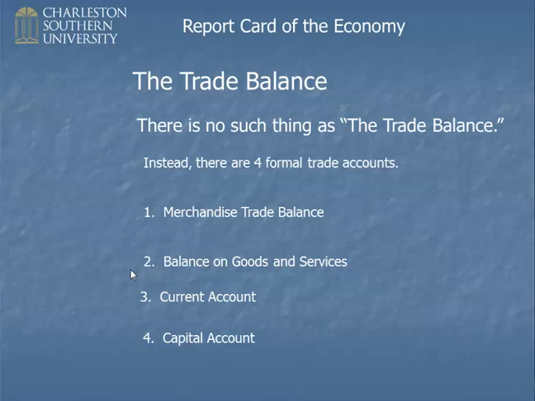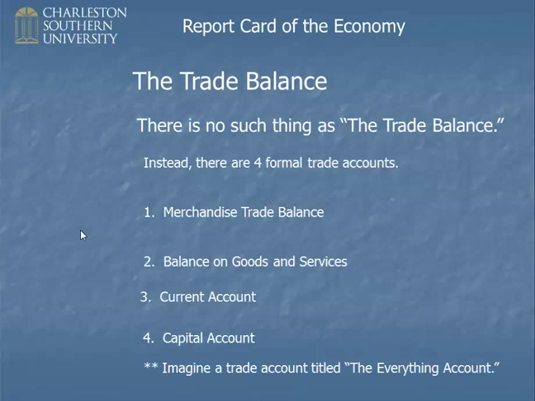Alright, now going back to that crazy idea that I posted earlier about the everything account. You remember this slide? Here are the four accounts that you're formally charged with remembering. But then there was this other one called the imaginary or the everything account. Now here's the question. If the everything account counts everything, would it have a surplus or deficit in the account? In other words, the merchandise trade balance has a deficit, but it doesn't count everything. Neither do any of these things.